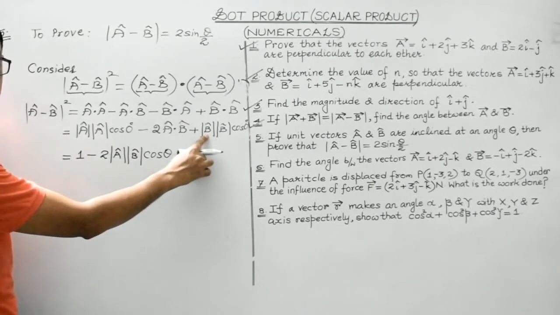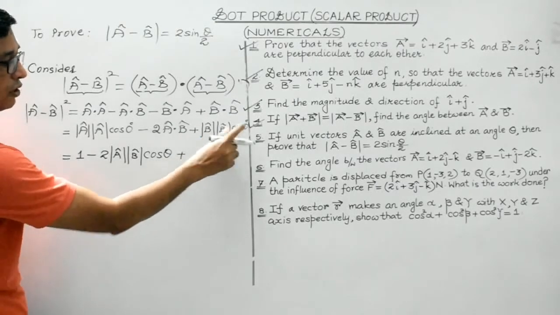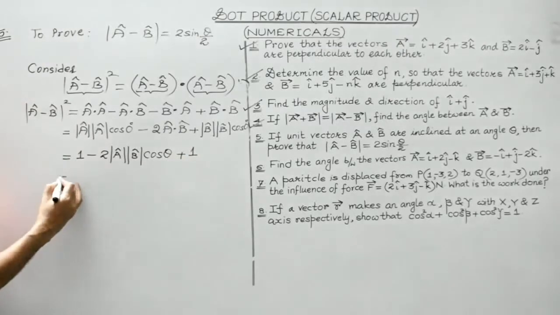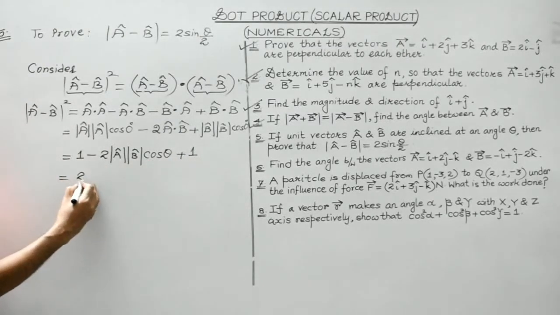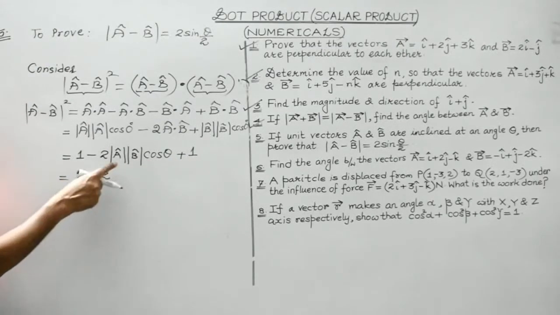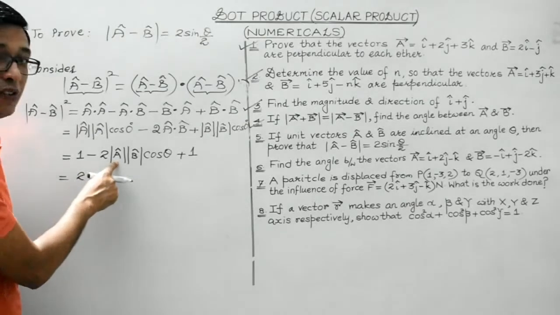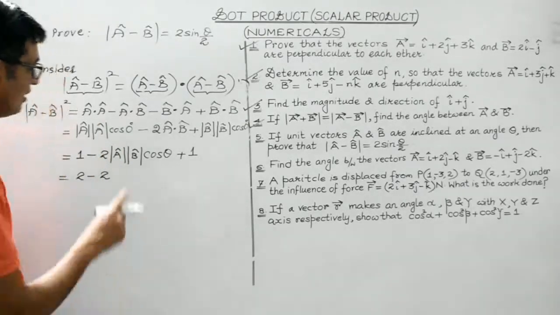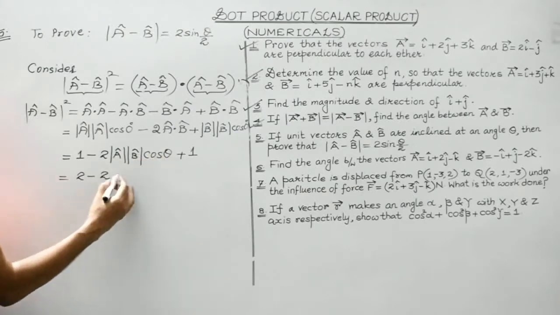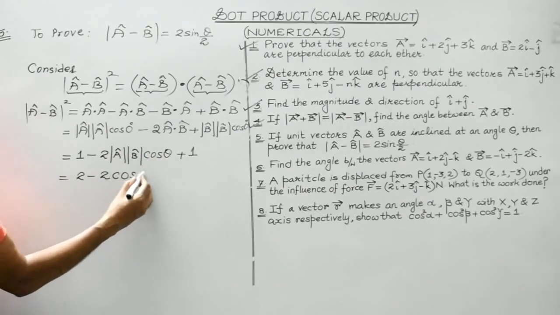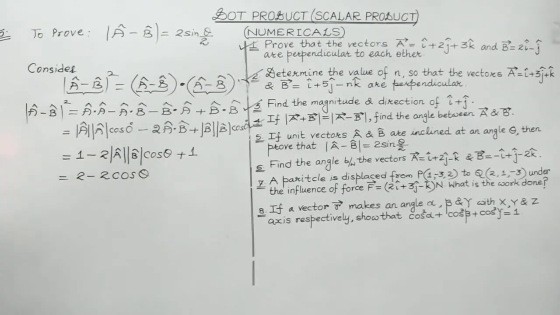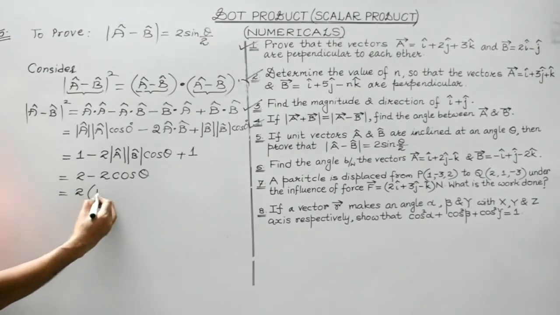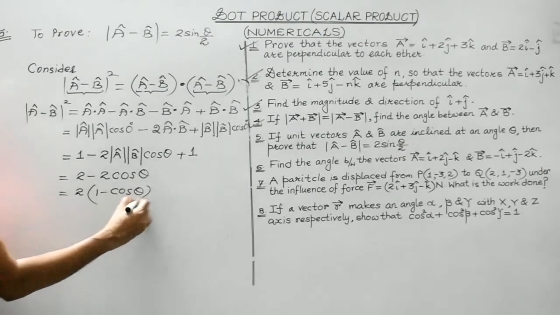Plus magnitude of b cap is 1. 1 cos 0 is 1. So it will be 1. So 1 plus 1, we get 2 minus 2. Again, this is the magnitude of unit vector, which is unity, right? This is 1, cos theta. So we'll be left with only 2 minus 2 cos theta. Clear, students? So 2 can be taken as common. So it can be written as 1 minus cos theta.